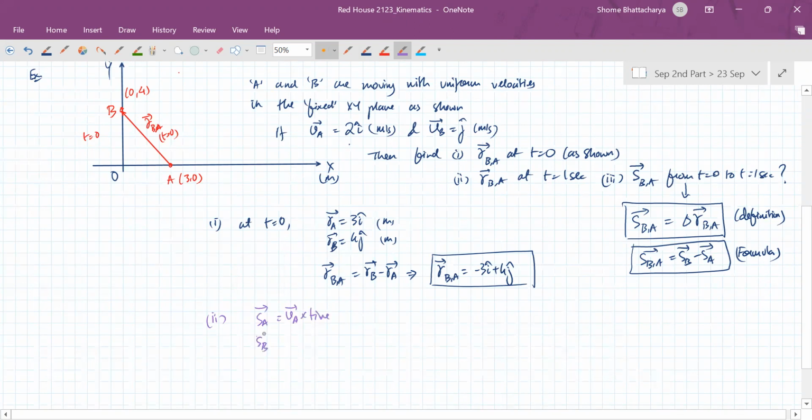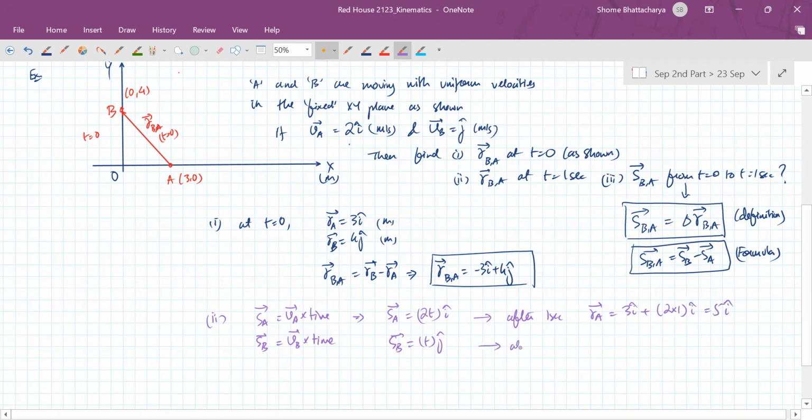And similarly, displacement of B is going to be velocity of B into time. So in general, displacement of A is going to be 2t i cap in time t, and displacement of B is going to be t j cap in time t. Therefore, after 1 second, position of A will become 3 i cap plus 2 into 1 i cap, so 5 i cap. And similarly, after 1 second, new position of B will become the original position.